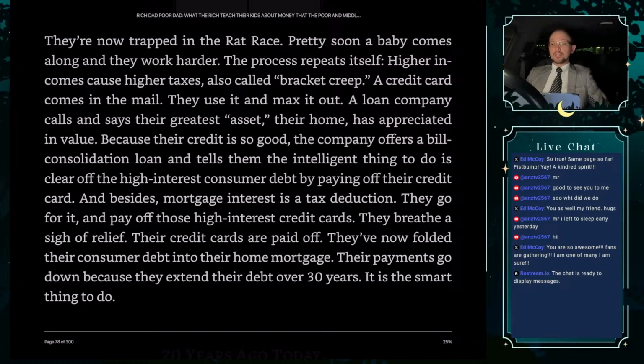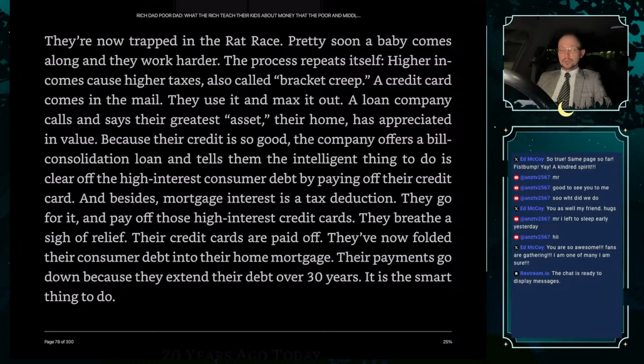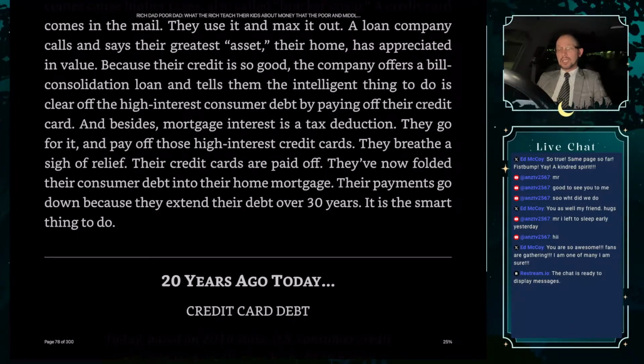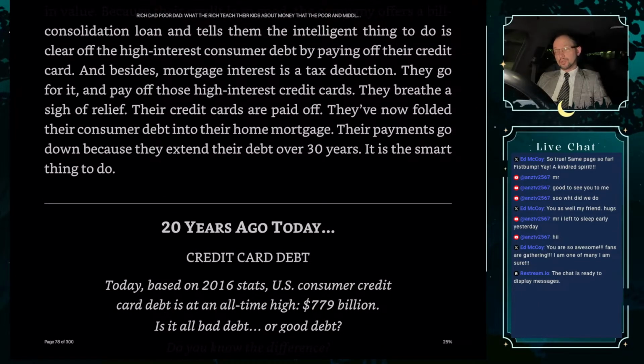They are now trapped in the rat race. Pretty soon, a baby comes along and they work harder. The process repeats itself. Higher incomes cause higher taxes, also called bracket creep. A credit card comes in the mail, they use it and max it out. A loan company calls and says their greatest asset, their home, has appreciated in value. Because their credit is so good, the company offers a bill consolidation loan and tells them the intelligent thing to do is clear off the high interest consumer debt by paying off their credit card. And besides, mortgage interest is a tax deduction. Not true for Australia, by the way.